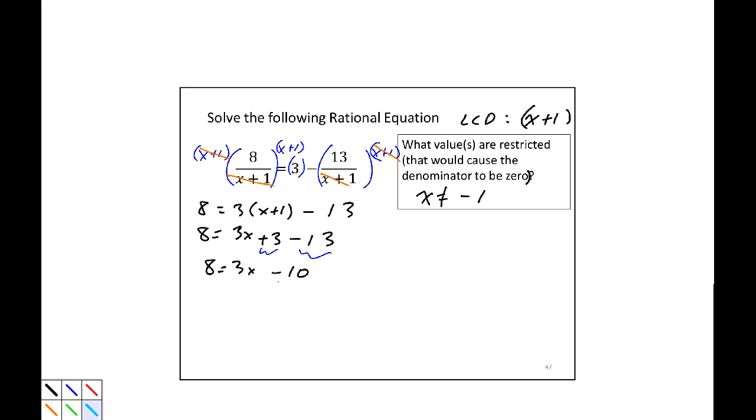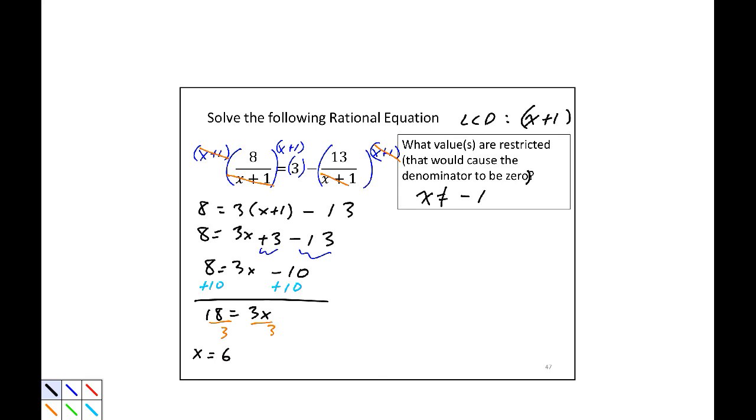Can add 10 to both sides to see that 18 equals 3x, and then lastly dividing by 3, so x equals 6. Now the only restriction we had was that x is not equal to negative 1, so we're good in that regard.